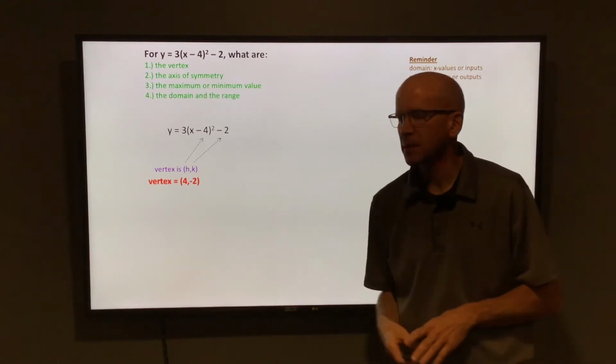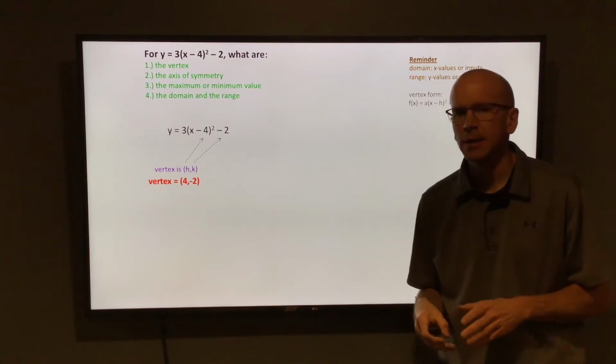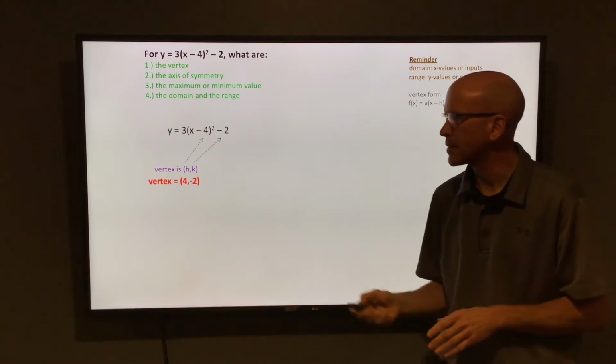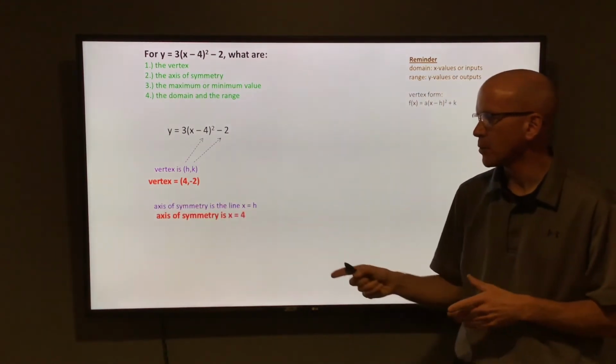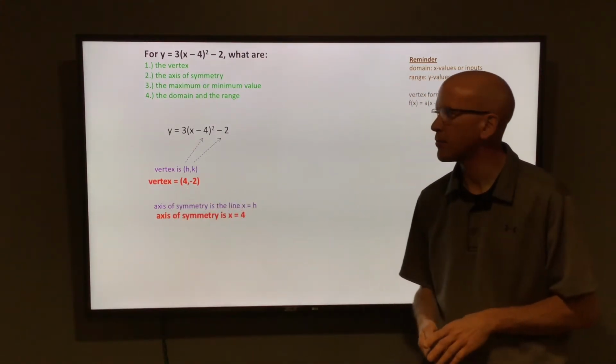The axis of symmetry is the vertical line that goes directly through the vertex. Remember, a vertical line will start off as x equals, and then it's the x coordinate of the vertex. So the axis of symmetry there is simply x equals 4. It's the vertical line that goes directly through the vertex. The equation of that line is x equals 4.